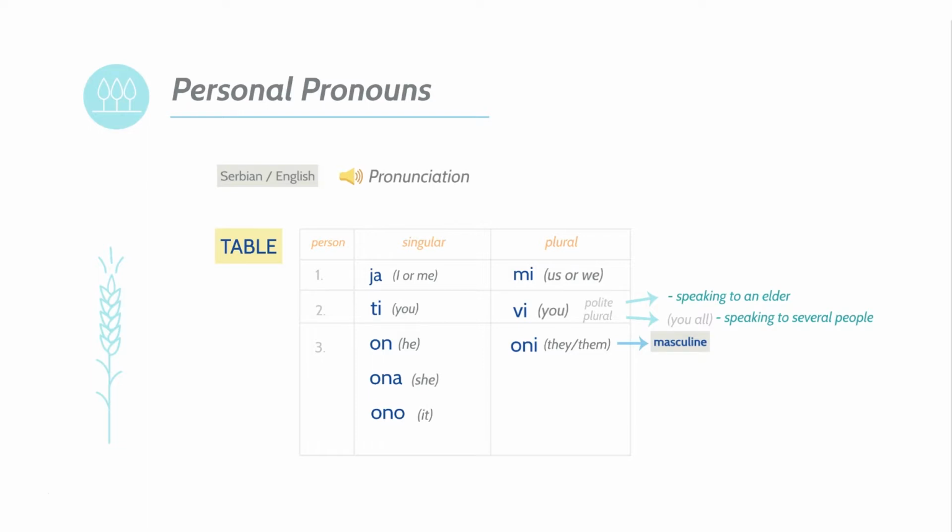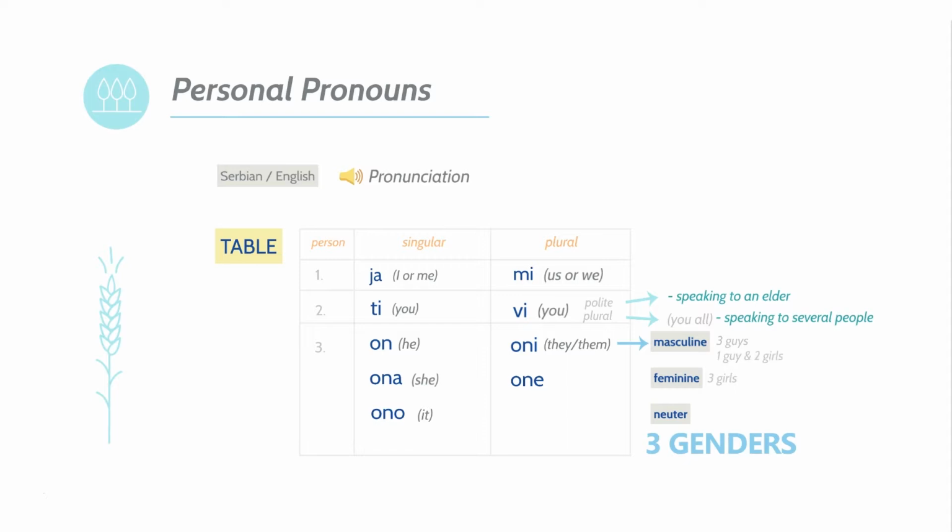Serbian language has 3 genders: masculine, feminine, and neuter. This means that there are 3 ways to say the word they. In English, they refers to everyone, but in Serbian, they is more specific. It refers to gender of those in the group. If you're talking about 3 guys, you would say oni, because their gender is masculine. If you are talking about 3 girls, you would say one, because their gender is feminine.